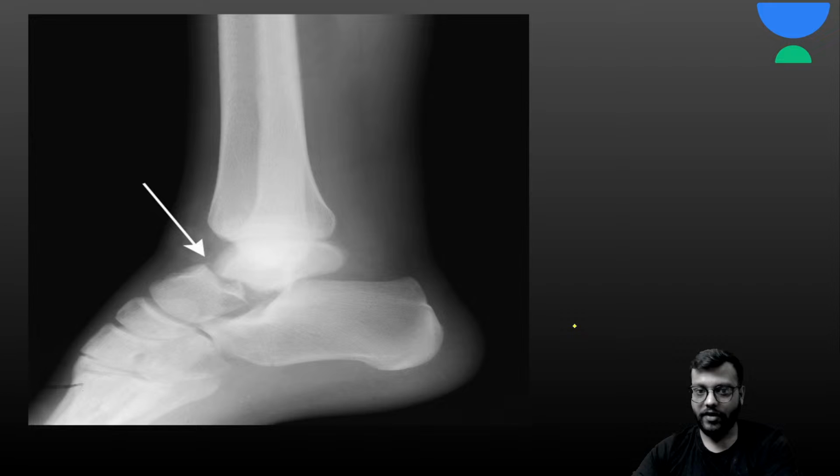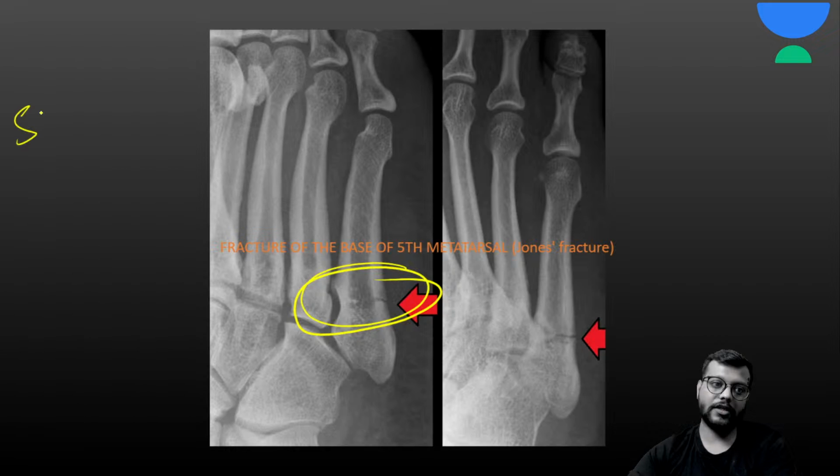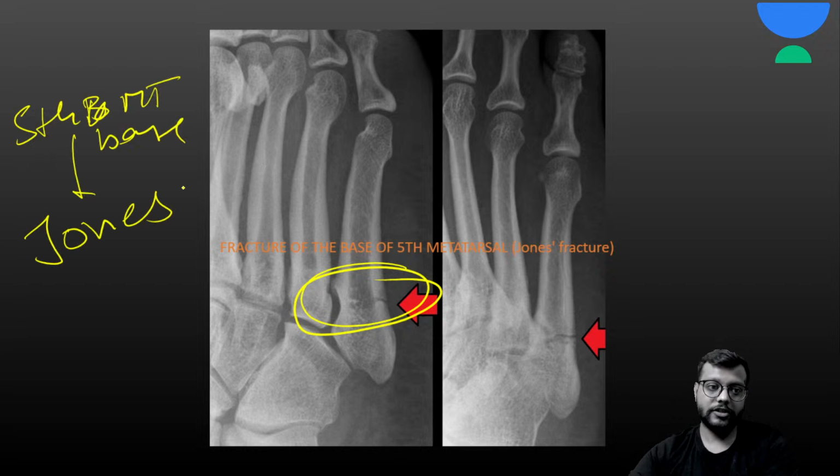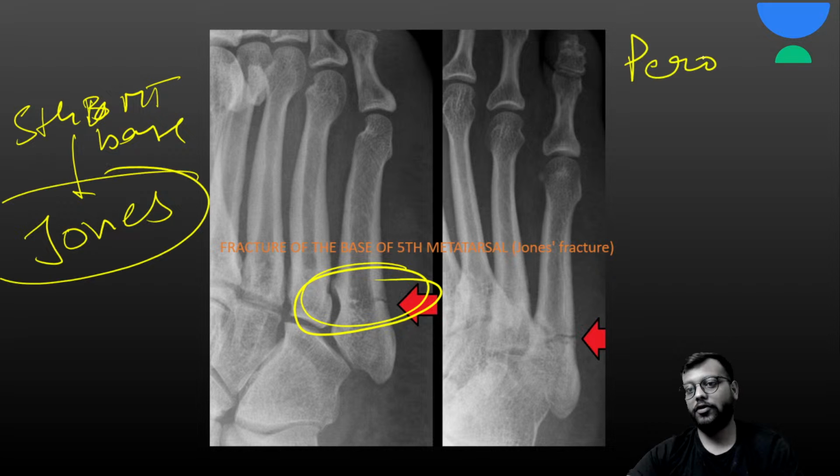Here, if there is a fracture of the base of the fifth metatarsal, this is called your Jones fracture, and it is displaced due to the pull of which muscle? Due to the pull of the peroneus brevis muscle, remember. But if the fracture is here, it is called the pseudo Jones fracture. Remember this.